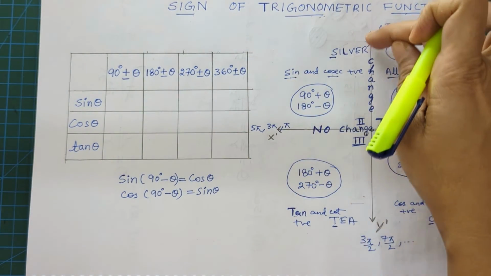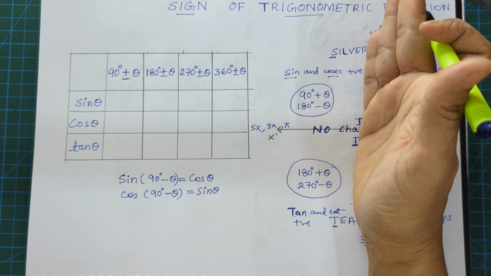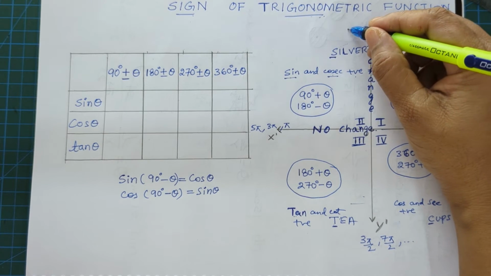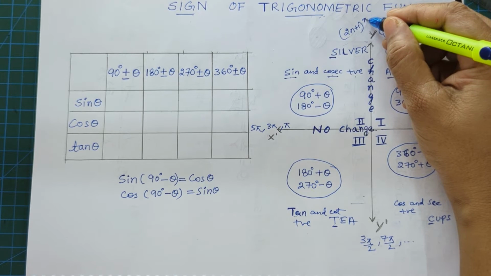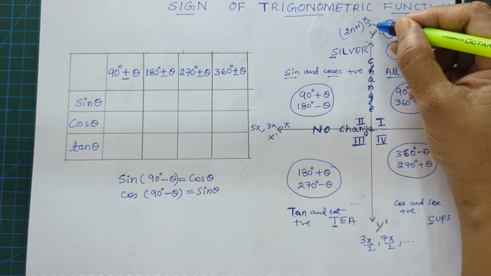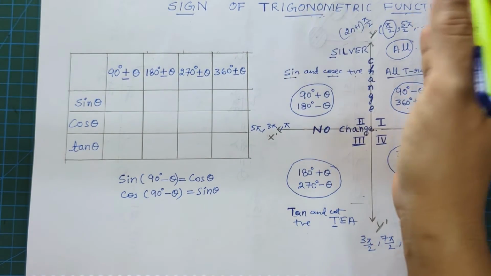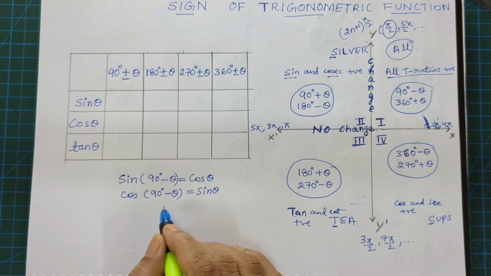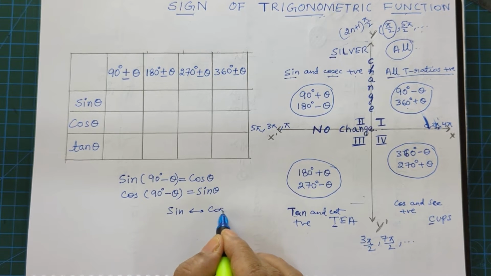So y-axis is the change line. That means about the odd multiples of pi by 2. Odd multiples of pi by 2 means (2n plus 1) pi by 2. So about odd multiples of pi by 2, whenever we take any trigonometric ratio, that ratio gets converted to the other one. Other one means what? What are the convertibles? Convertibles means sine will always get converted to cos and vice versa.